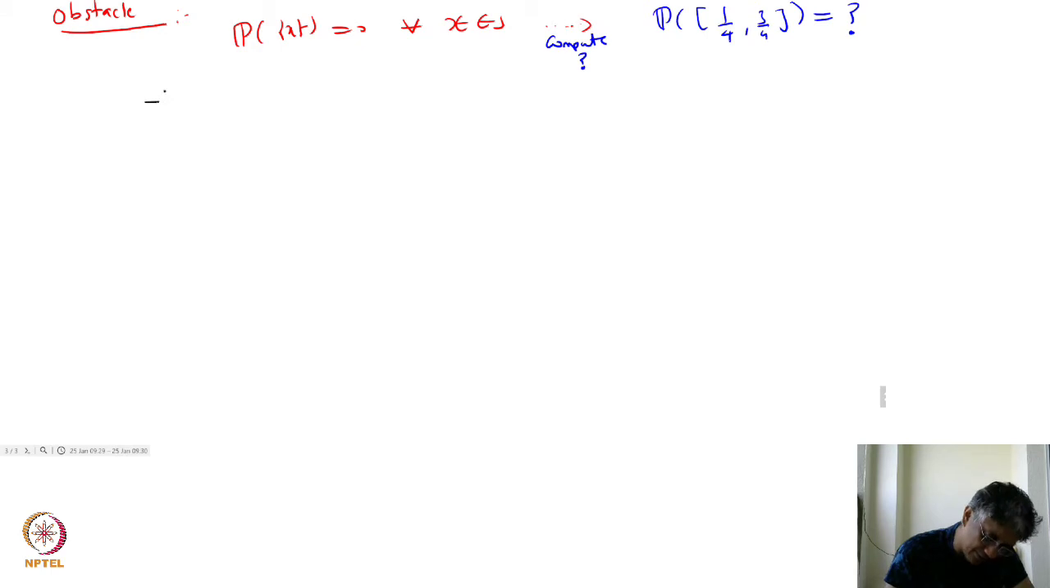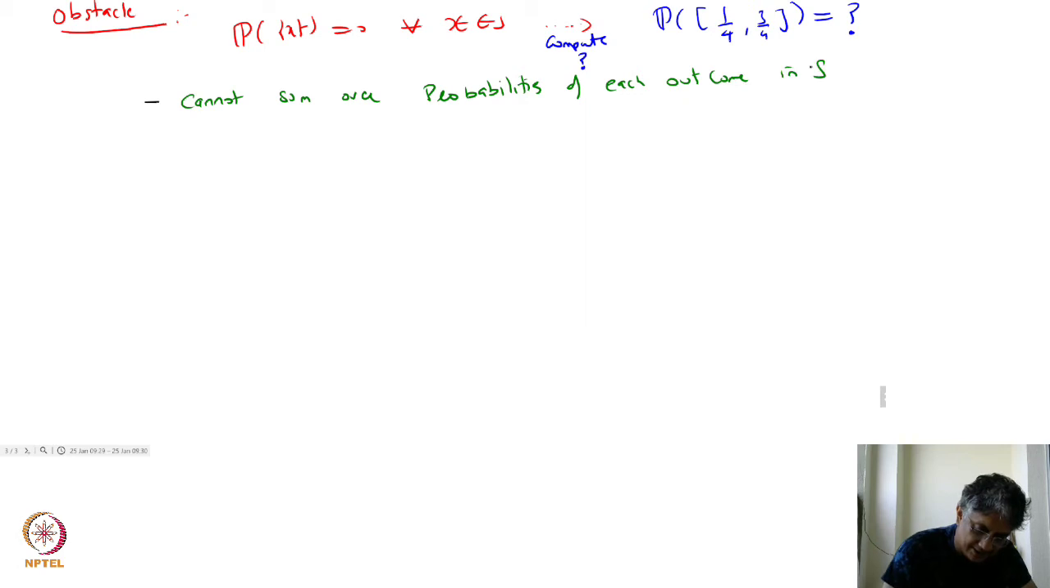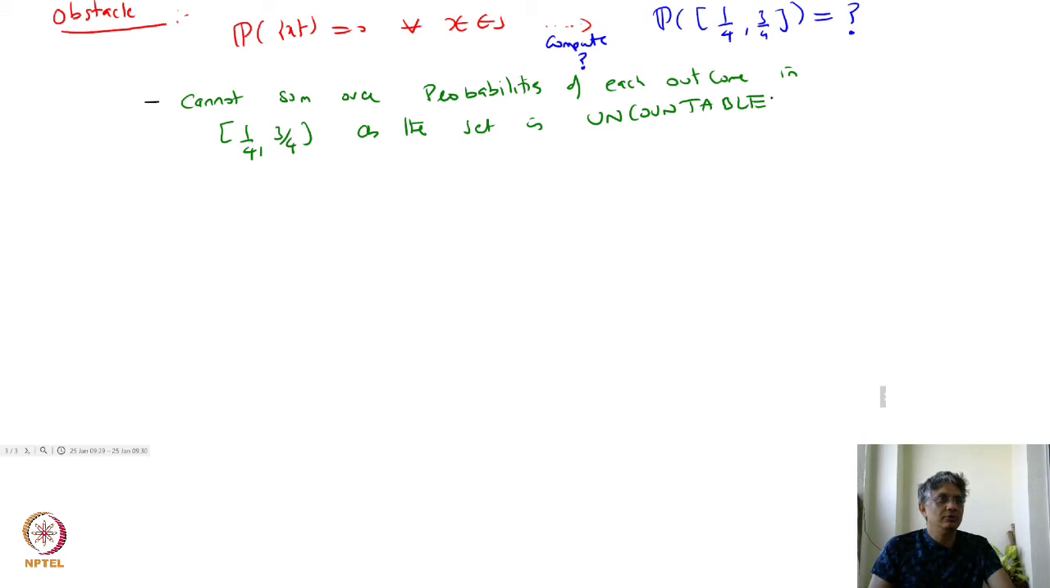So the key is to understand what is uniform. The first thing to observe is that we cannot sum over probabilities of each outcome in S, in the closed interval 1/4 to 3/4, as the set is uncountable. So I have to come up with some other understanding of the word uniform.